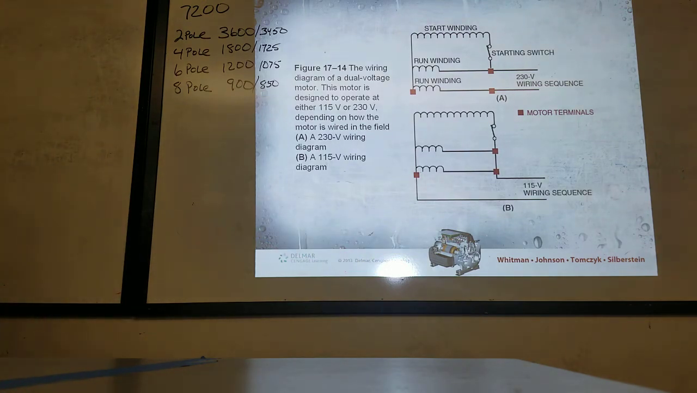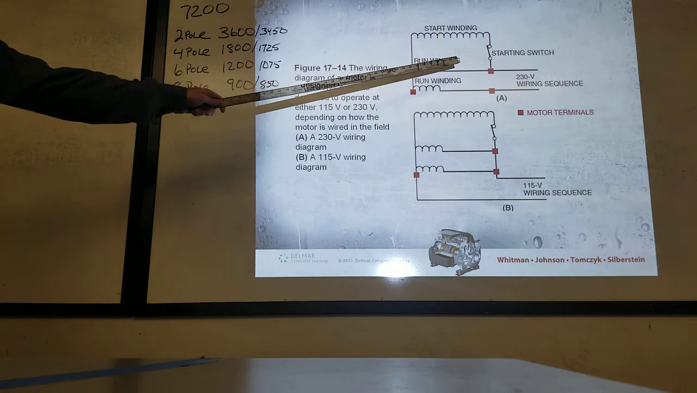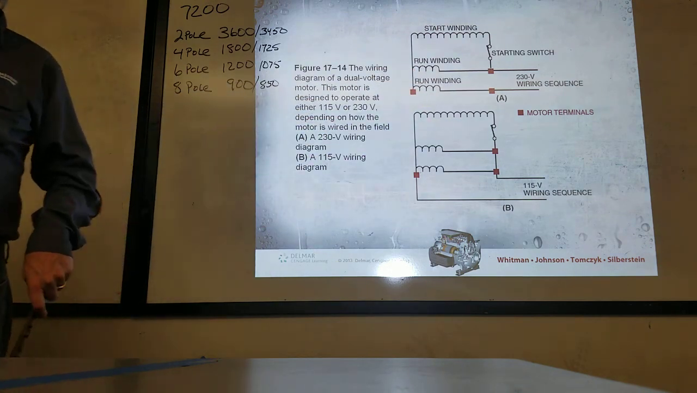You hear it when you start your cooler. You hear that click? When you start it up, it clicks, and then when you shut it down, it clicks, when it starts to ramp down. That's a centrifugal switch, and we'll talk more about that when we get to it.